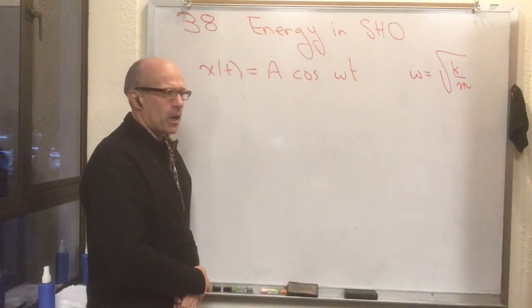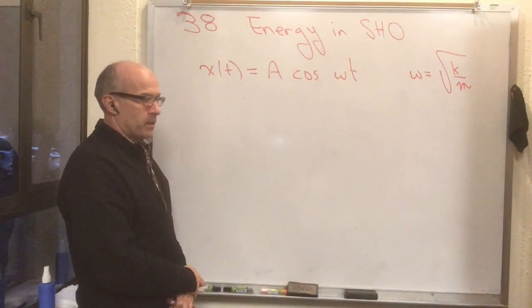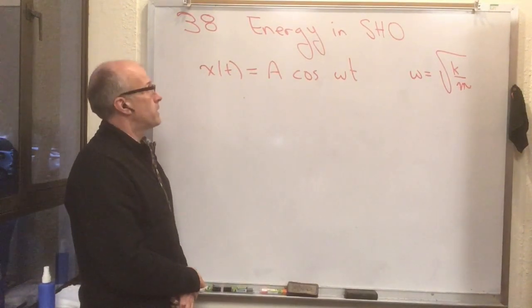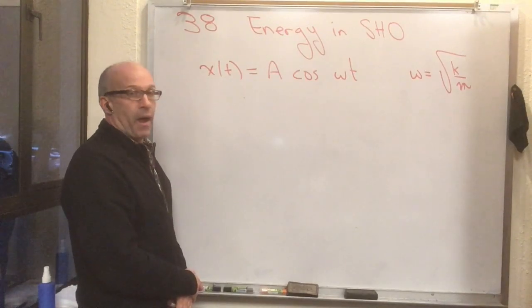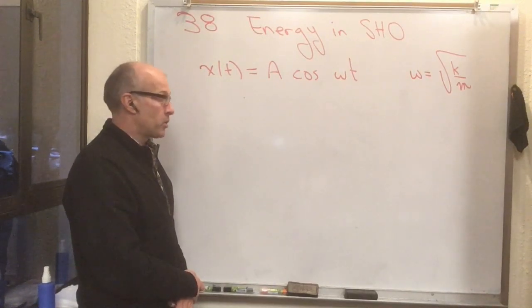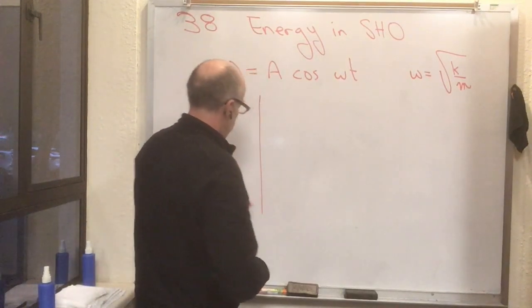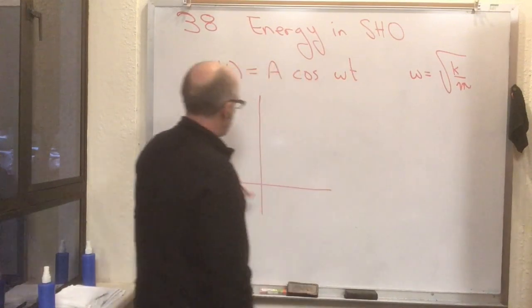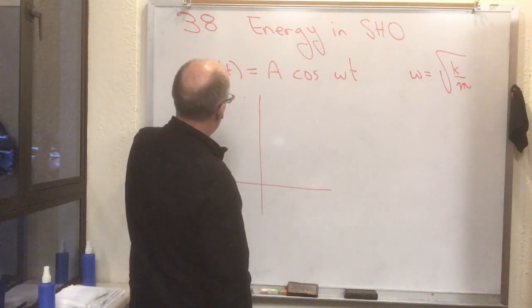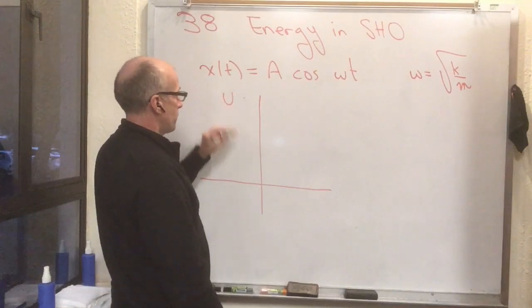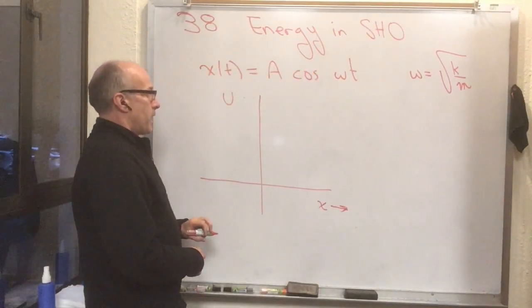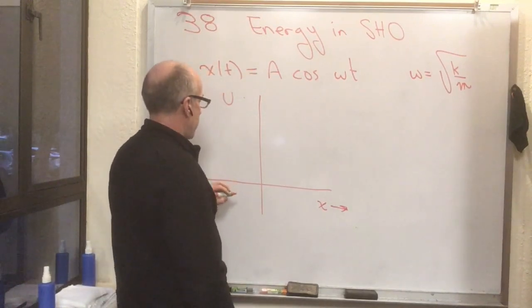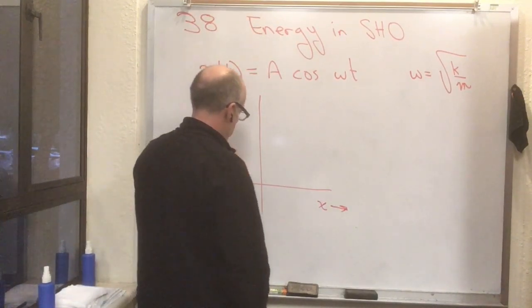So the simple harmonic oscillator without friction is a system in which the energy just goes back and forth between being all in kinetic energy and being all in potential energy. So let's write down the potential, okay? As usual, on the vertical axis we put the potential, and on the horizontal axis we put the position. The potential of a spring is 1/2 kx squared. So that's a parabola.